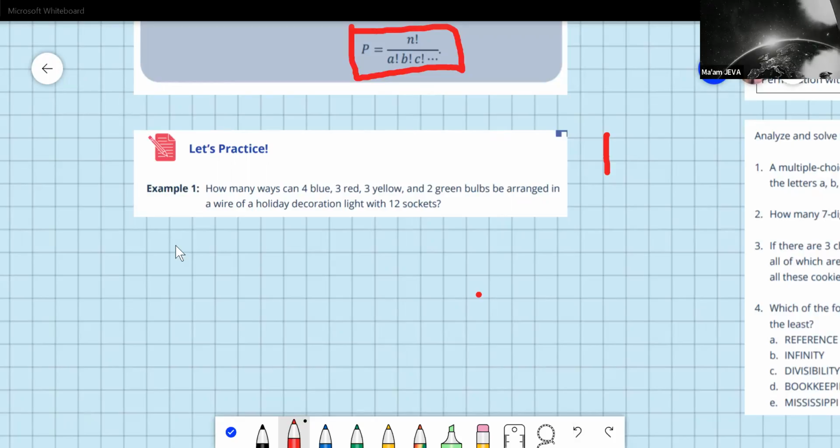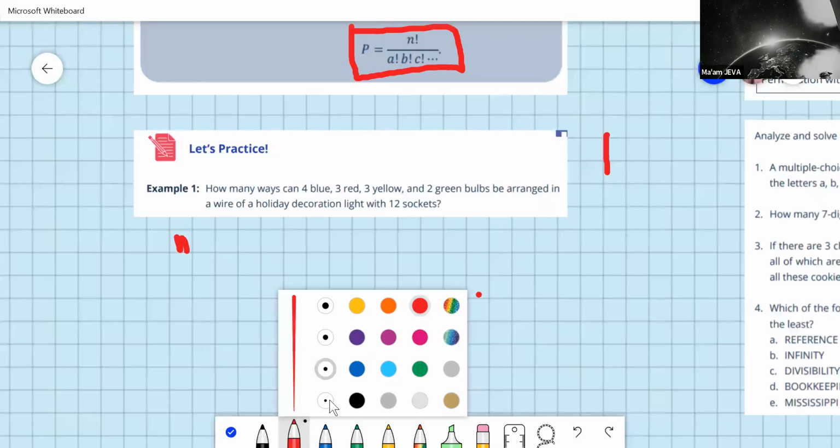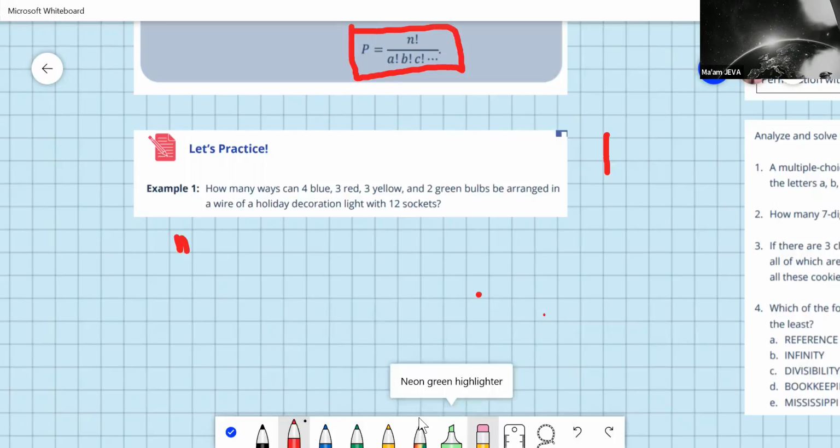Hello, how many is our n? Okay. So 12. So that is our n. Let's just notate it. So this is our n.